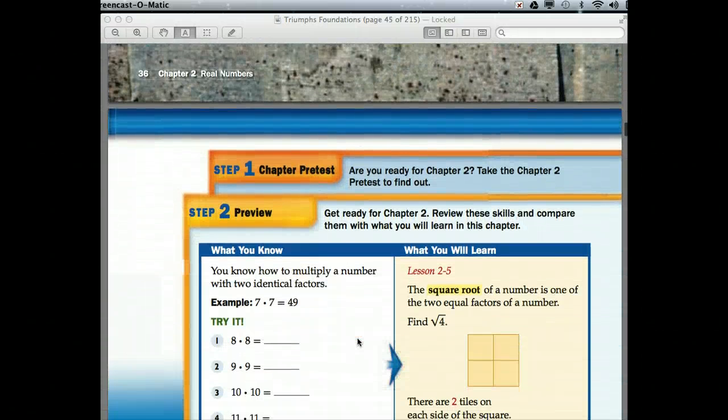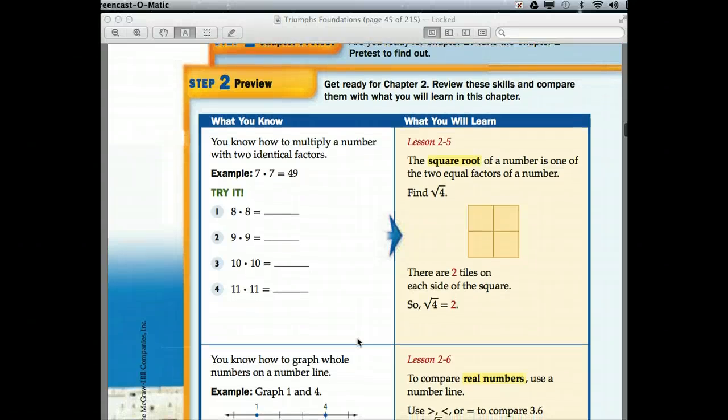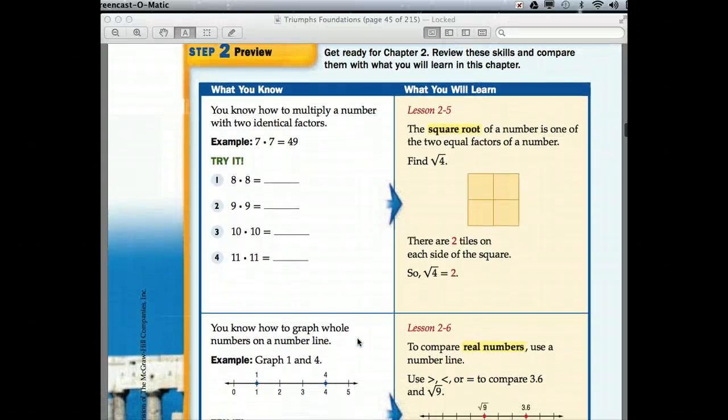Okay, so let's preview Chapter 2. So let's look at the skills that we need to know and what we're going to be learning. So first of all, you know how to multiply a number with two identical factors. So we know what 8 times 8, 9 times 9, 10 times 10, 11 times 11 are. Yeah, 64, 81, 100, 121.